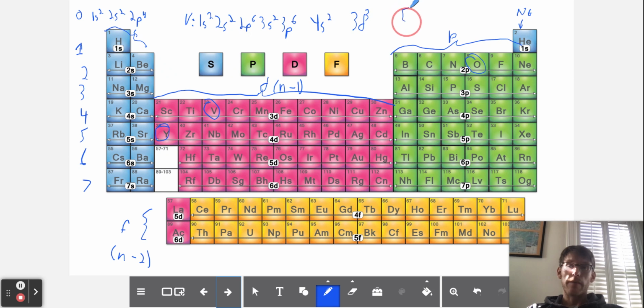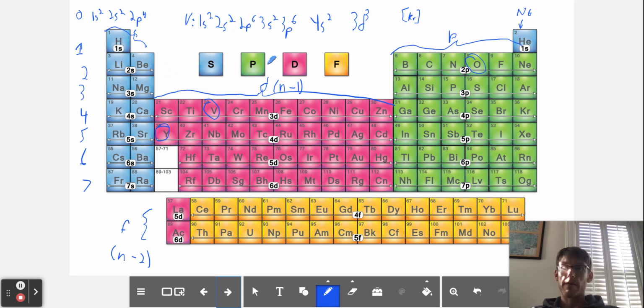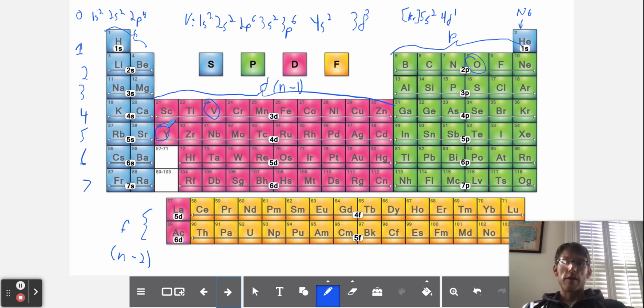But we would say that for yttrium, we'd have Kr, and then after krypton comes 5s2, 4d1. And if you add them up, 36 plus 2 plus 1 does give us the 39 that we're expecting. Note that we're in the 4d, we're the first element there, and that explains why we have 4d1 at the end of our configuration.